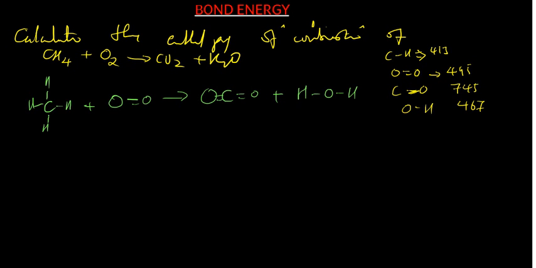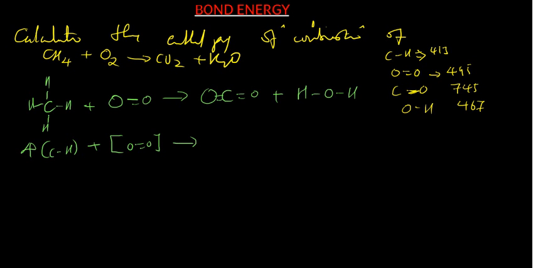Now consider just the first one here. There's a bond here, carbon to hydrogen. There's a bond here, carbon to hydrogen. There's a bond, carbon to hydrogen. There's a bond, carbon to hydrogen. So there are 4 of them. So I've got 4 carbon to hydrogen bonds. And then we only have one bond between oxygen and another oxygen.